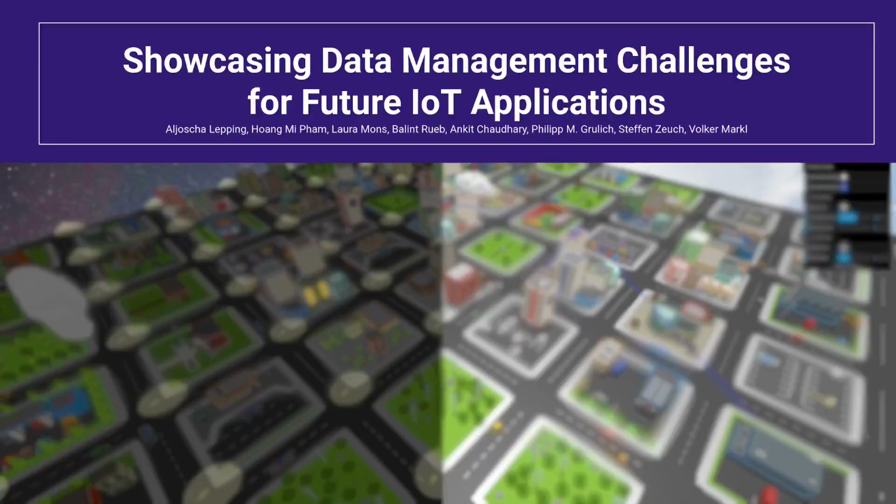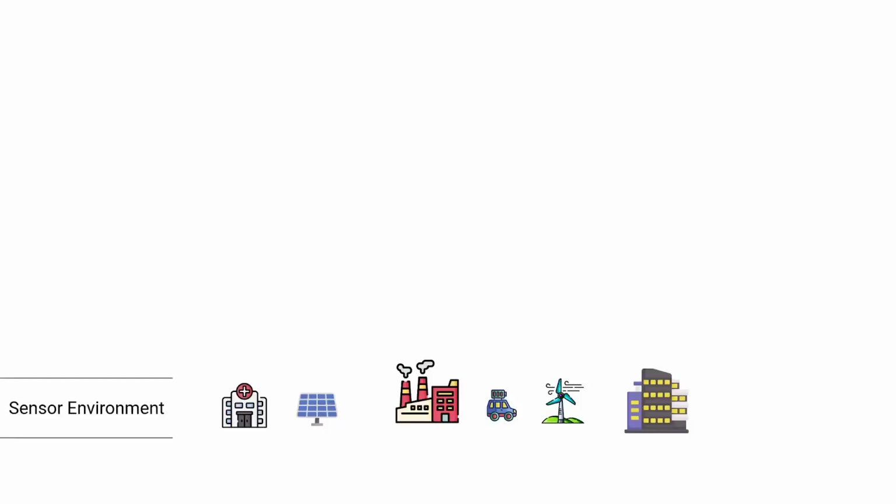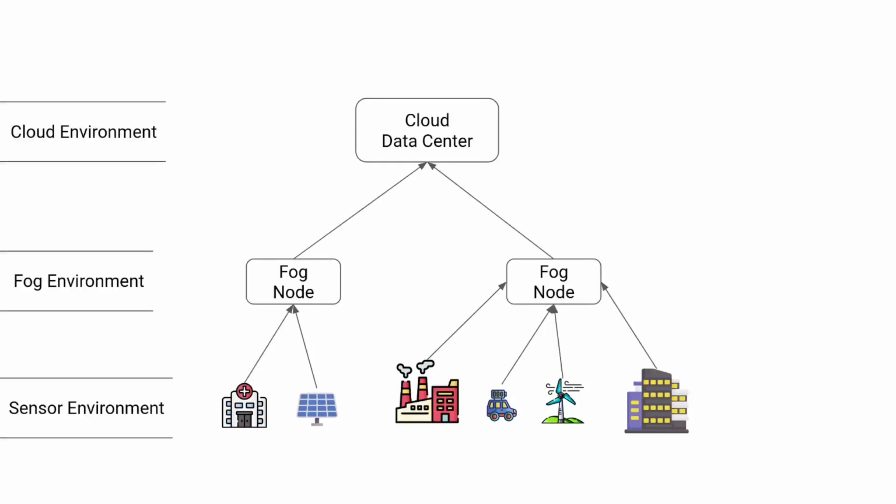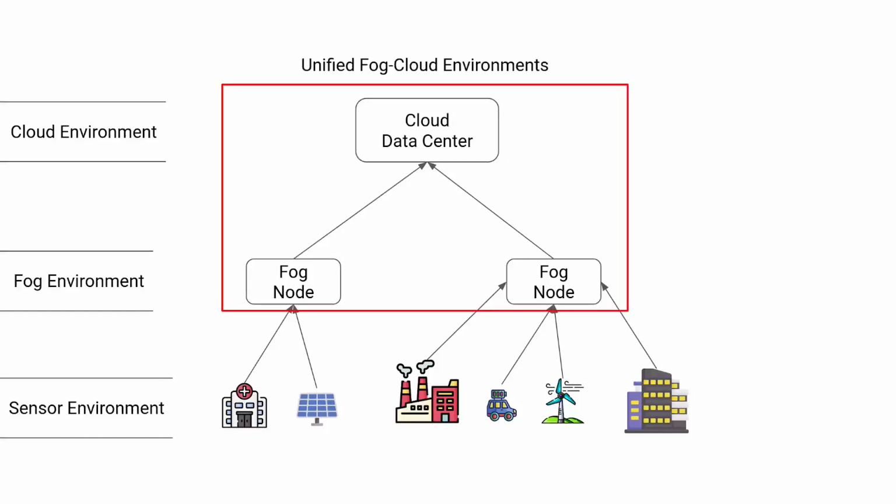Hi, my name is Alyosha, and in this video I present our demo on showcasing data management challenges for future IoT applications. An ever-increasing number of sensors allows for novel IoT applications in domains such as healthcare and the energy industry. Recently proposed data management systems such as IoTDB and NebulaStream enable such applications by going beyond central data processing in the cloud and additionally utilizing processing nodes in the fog. This allows to reduce data transfer to the cloud and thereby to decrease overall data processing latency and costs.